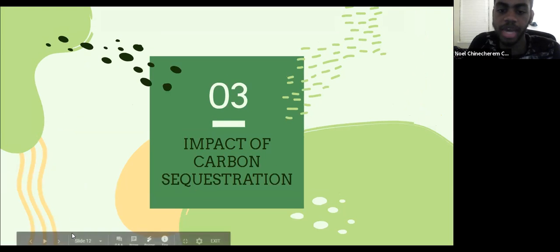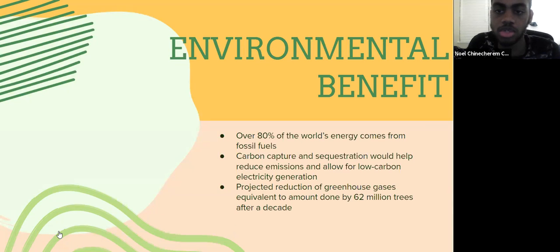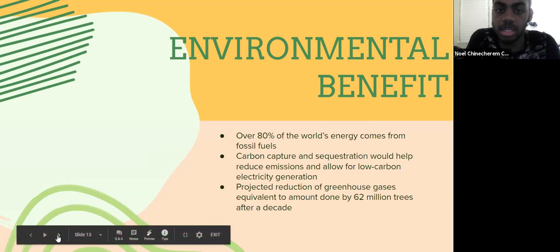So now we're going to go over the impact of carbon sequestration. There's obviously huge environmental benefits to this. So right now, over 80% of the world's energy comes from fossil fuels. So when we are able to capture the carbon and sequester it underground, we're able to greatly reduce carbon emissions and allow for low carbon electricity generation, as previously mentioned. And to provide some imagery for this, the projected reduction of greenhouse gases from carbon sequestration would be equivalent to the amount done by 62 million trees over a decade.